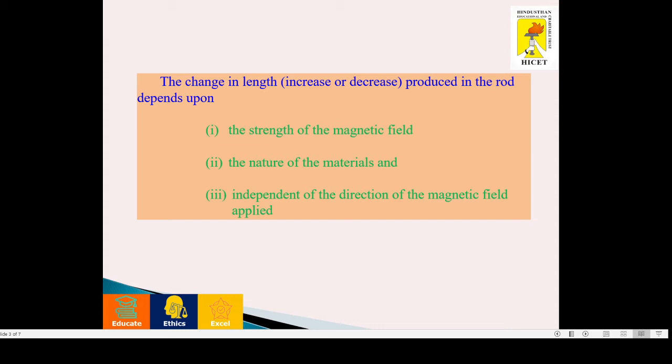That means when an alternating magnetic field is applied to the ferromagnetic substance at resonance condition, the ends of the ferromagnetic substance start to produce ultrasonics. That means at resonance condition, the frequency of the applied magnetic field is equal to the natural frequency of the ferromagnetic substance. Only then do the ends start to produce ultrasonics.